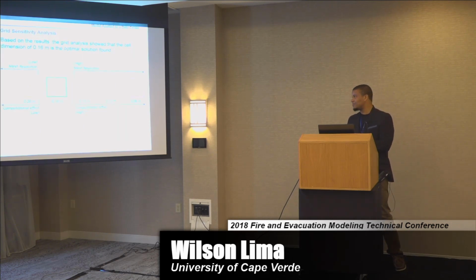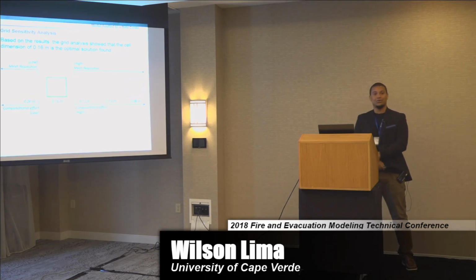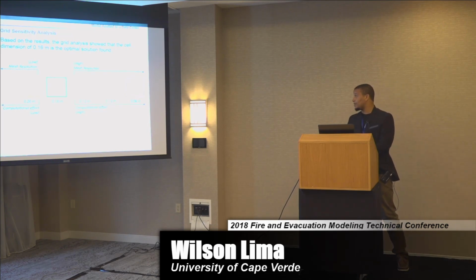It is a small test, so we just present this image to summarize our grid sensitivity analysis, where we show which is the optimal solution found, comparing the mesh resolution and the computational effort. We could see that the cell dimension of 0.16 meters shows the optimal solution, because you have the best mesh resolution and the best computational effort if we compare the results between 0.16 and 0.08 meters.